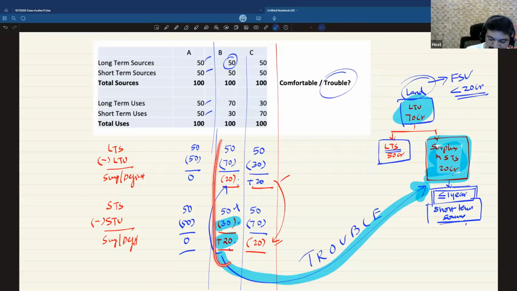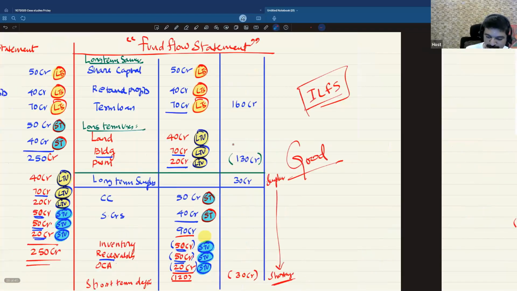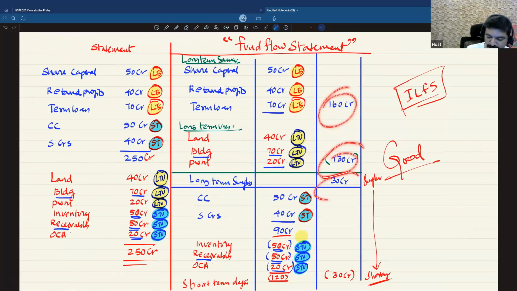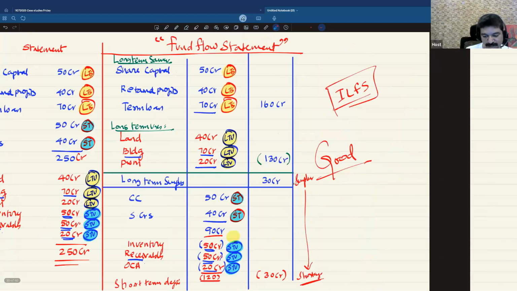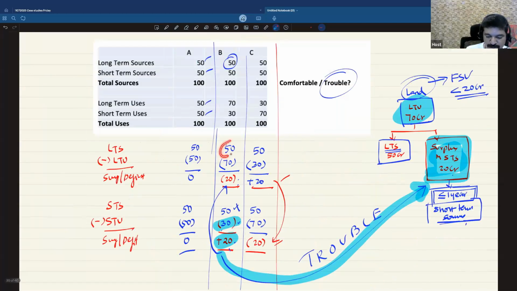You are getting this picture literally from the fund flow statement. Because this is the fund flow statement, no? I told you the fund flow statement will show you long-term sources and uses. It will show you whether there is a surplus or deficit. And here, when you compared the long-term source and use, you noticed there is a deficit. If there is a deficit on the long-term front, then it is a trouble.